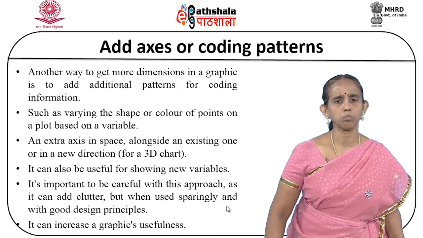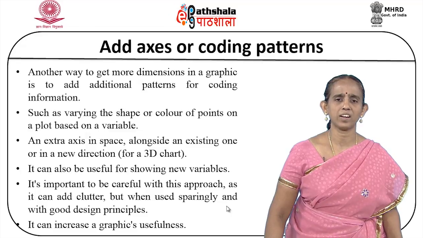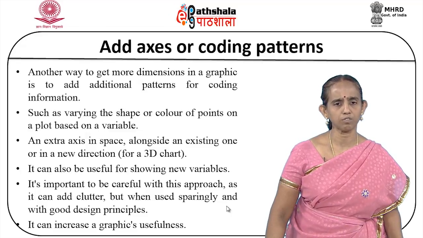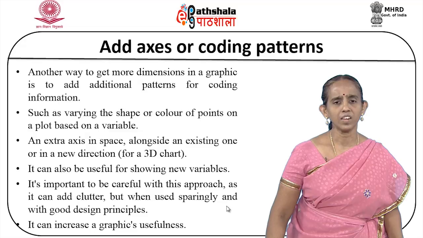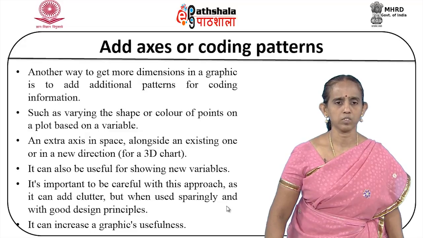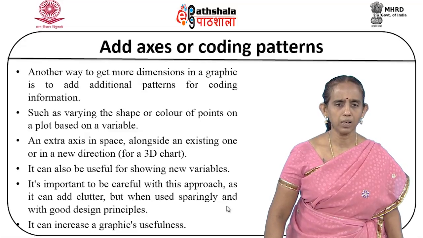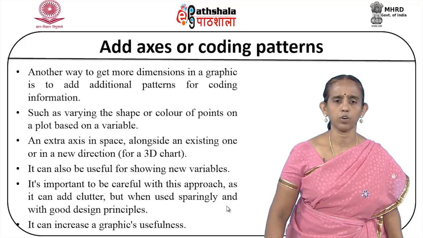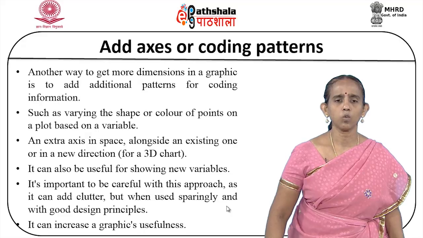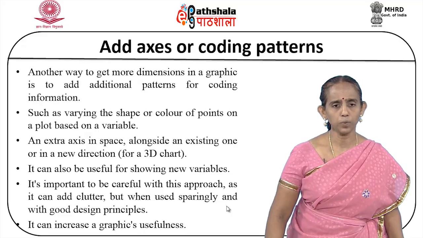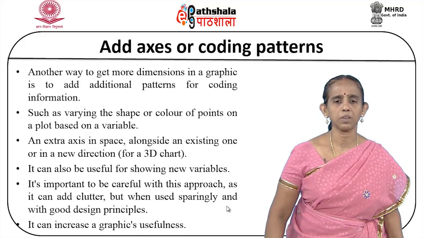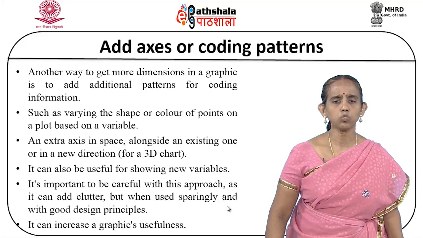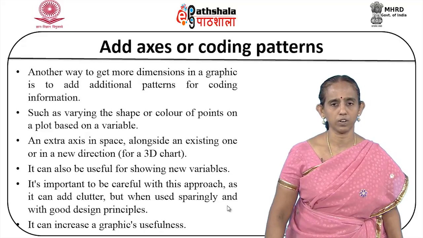Another way to get more dimension in a graphic is to add additional patterns for coding information, such as varying the shape or color of points on a plot based on a variable, or an extra axis in space alongside an existing one or in a new direction. It can also be useful for showing new variables, and it's important to be careful with this approach as it can add clutter, but when used sparingly and with good design principles, it can increase a graphic's usefulness.